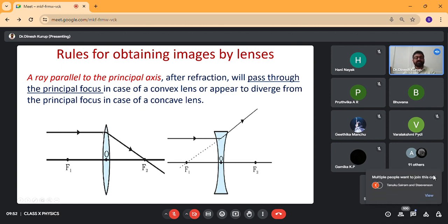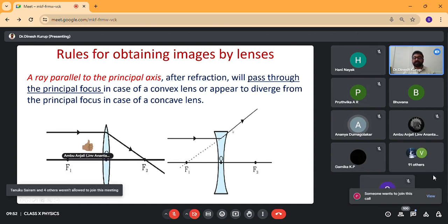Rule number 1: if it is coming parallel to the principal axis, it will pass through the focal point. Agreed? This is the case with a convex lens, and in the case of a concave lens, it appears to be coming from a particular point on the principal axis.